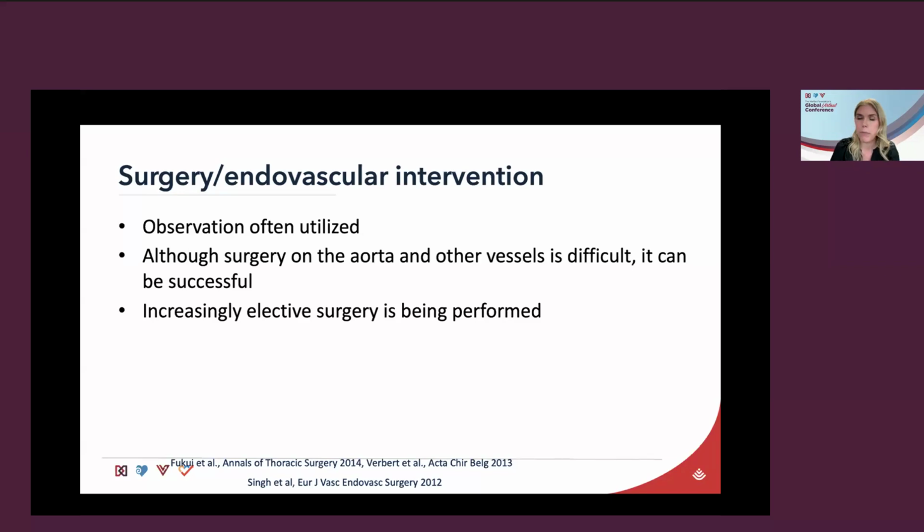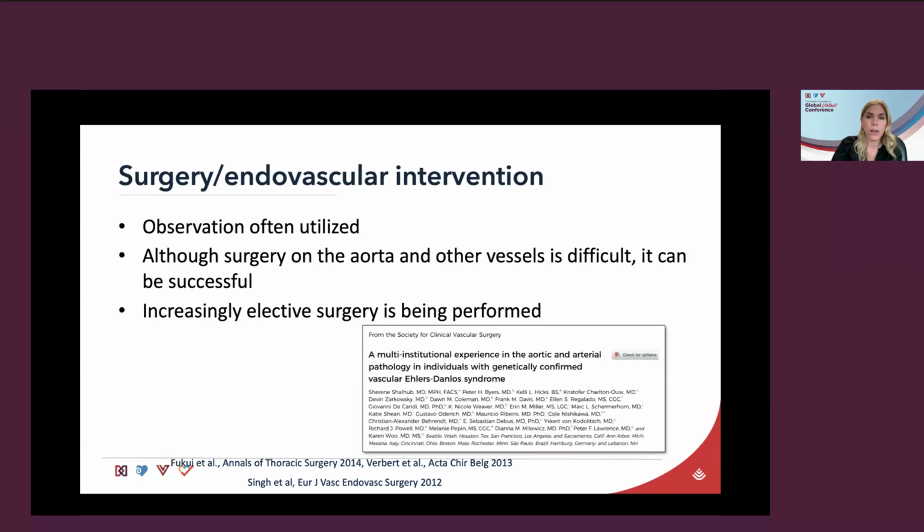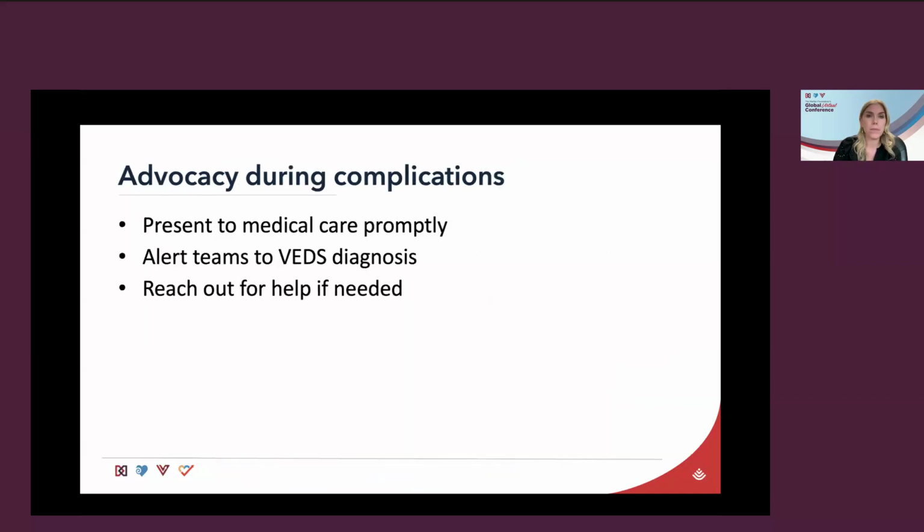I just had 2 of my patients undergo knee and hip surgery, and they're doing really well. People just take a lot of caution. So this is a nice paper led by Dr. Shalhoub talking about different interventions. It's on multiple aortic and arterial aneurysms, dissections, and ruptures in people with VEDS, but it talks about some of the elective interventions that were done.